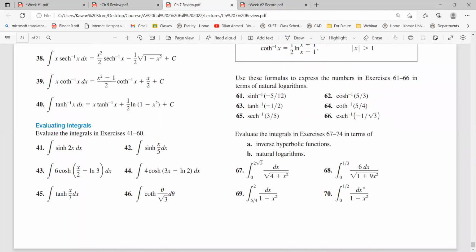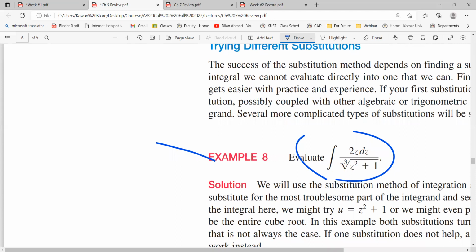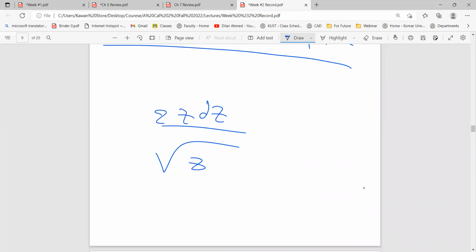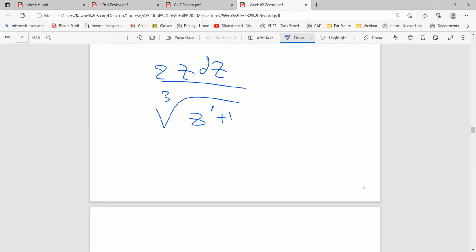2z dz over z squared plus 1 cubic root. Because I have a z squared and I have a z up, so I'm going to think about bringing it up. So I'll get what? u is equal to z squared plus 1, minus 1 over 3.